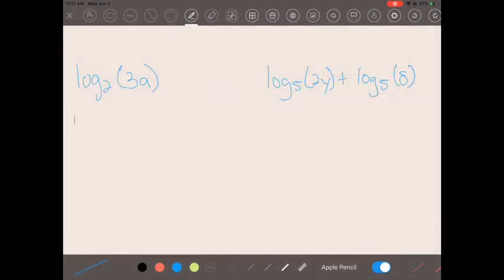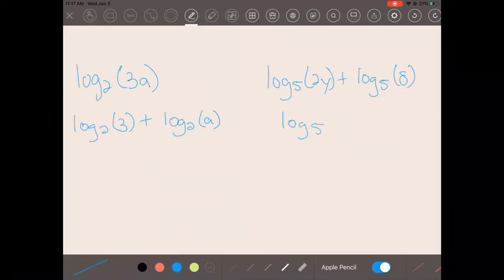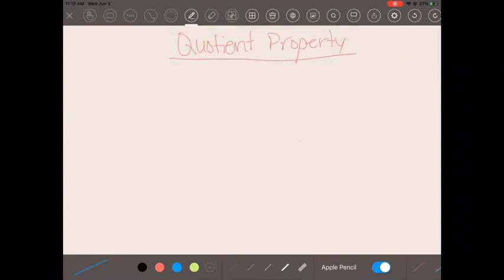Now we have two more practice problems using the product property. With this first one, we're going to have to expand the logarithm. We see log base 2 of 3a being broken into log base 2 of 3 plus log base 2 of a. We can see the 3 going to the first addend of the logarithm and the a going to the second. This next logarithm we're going to need to condense. We're going to see log base 5 of 2y plus log base 5 of 8 being condensed into log base 5 of 16y.